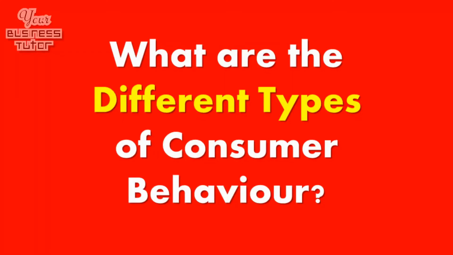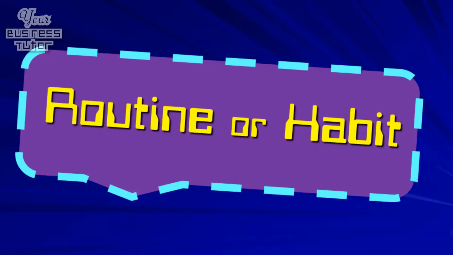So with that point made, let's move on to ask, what are the different types of consumer behaviour? The ways in which consumers make purchasing decisions can be categorised in a number of ways. For example, some customers purchase products based on routine or habit. What this means is they purchase the same product every time without really thinking about or considering alternatives.